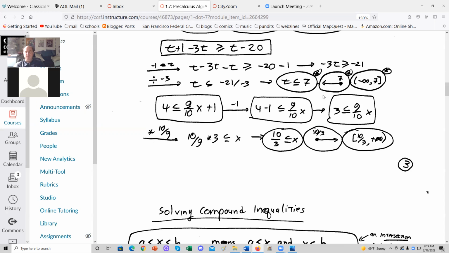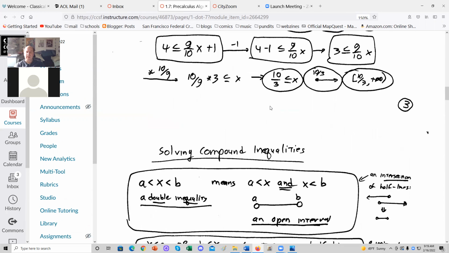Now, that's a positive number, so the inequality sign stays the same, a less than or equal. So you get 10/9 times 3 is less than or equal to x. That simplifies to 10/3 is less than or equal to x. That's a half line, including 10/3 and everything to the right of it, denoted square bracket 10/3 to positive infinity round bracket. So here's the solution of this.